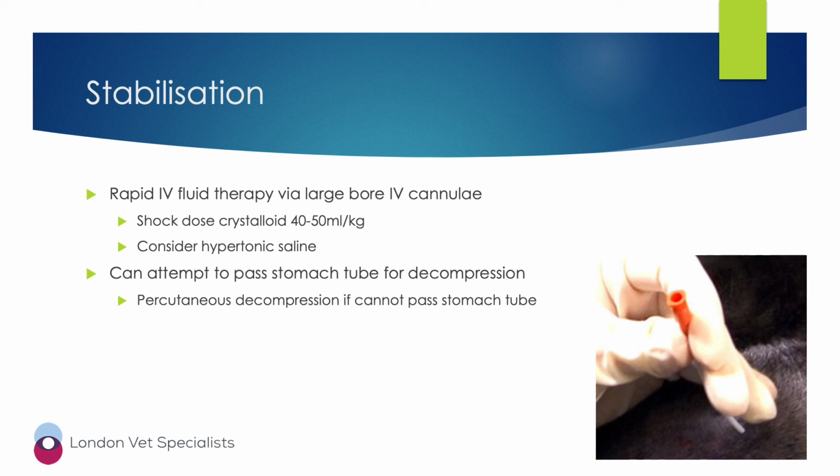cava. We can try to attempt to pass a stomach tube conscious if they are cooperative, to try and decompress the stomach, but if not, then we can attempt percutaneous decompression to allow some resolution of blood flow.